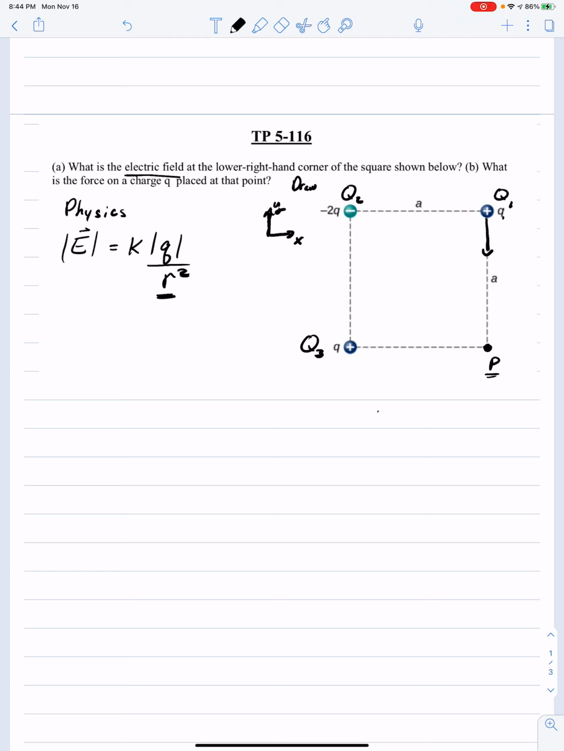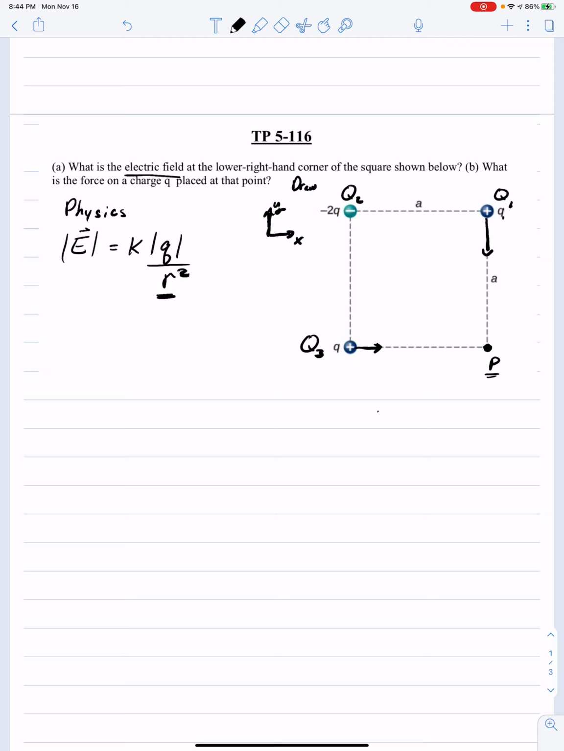We identify the first one. Now, let's identify Q3. Q3, just like Q1, is positive, so a lot of electric field lines are coming out of it, but there's only one that's going straight into P. You're going to highlight that and put it in the direction of P because it's going outwards.